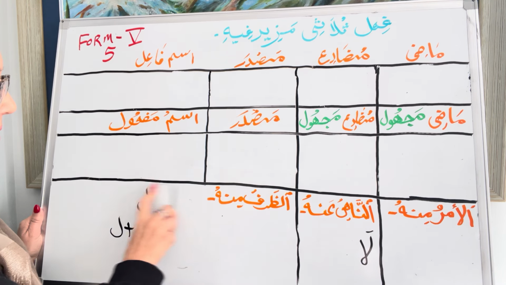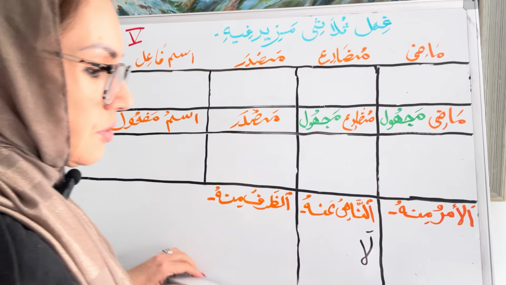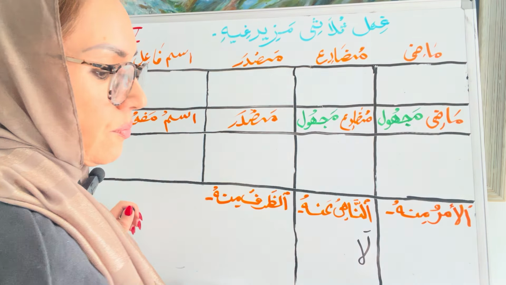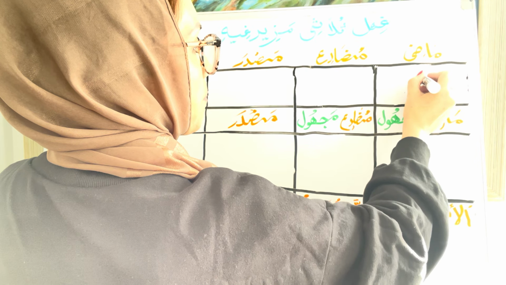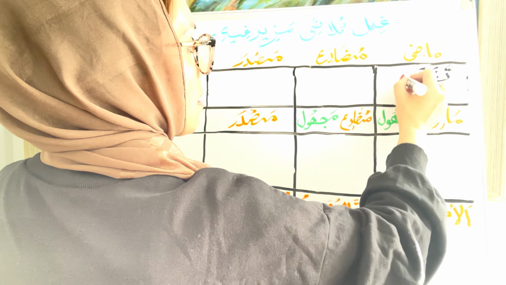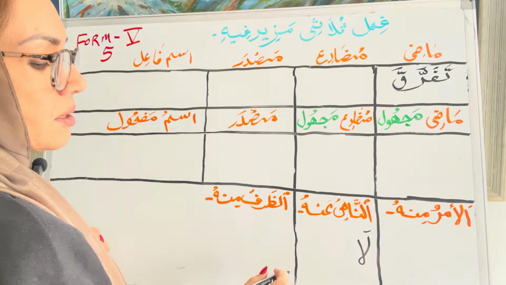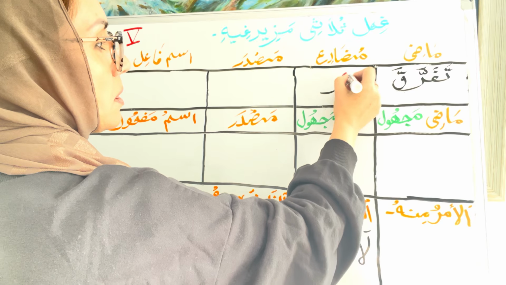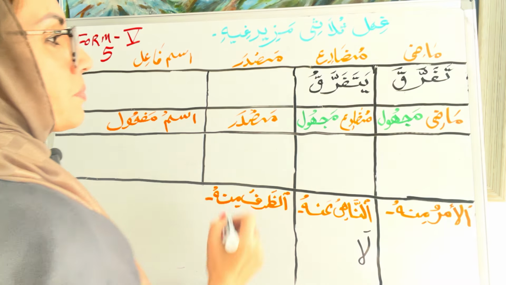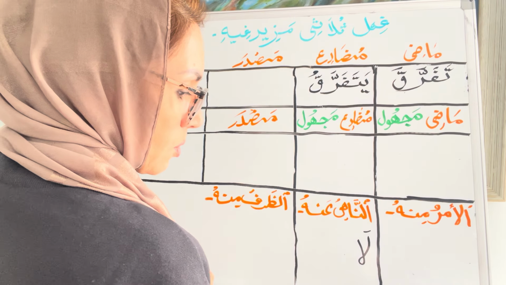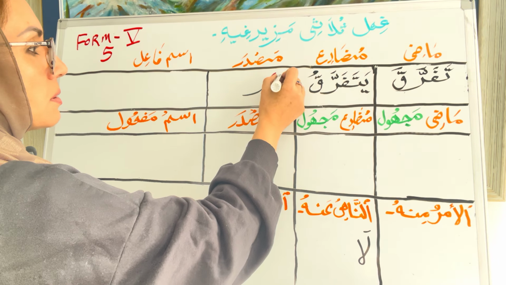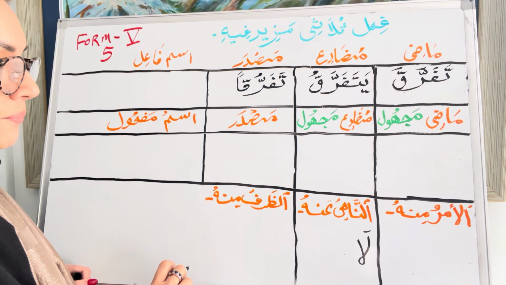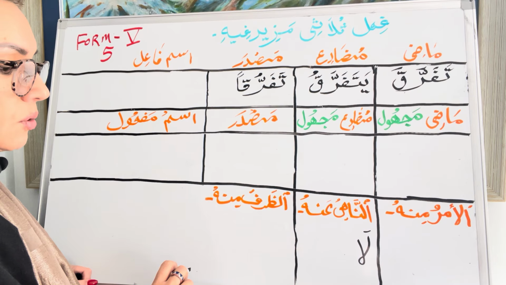So let me erase this, and then we'll give the example of the verb that I have here. تفرق يتفرق. تفرقا. مصدر is تفرقا. And then the اسم فاعل becomes متفرق.